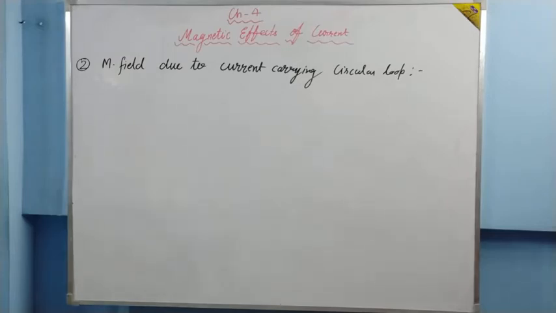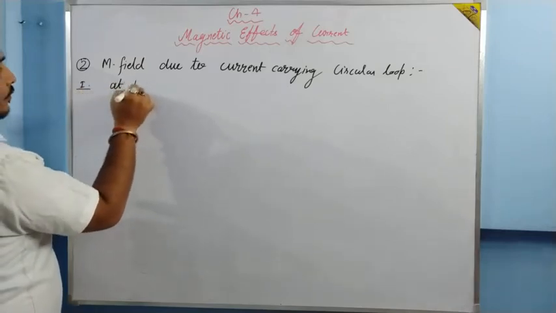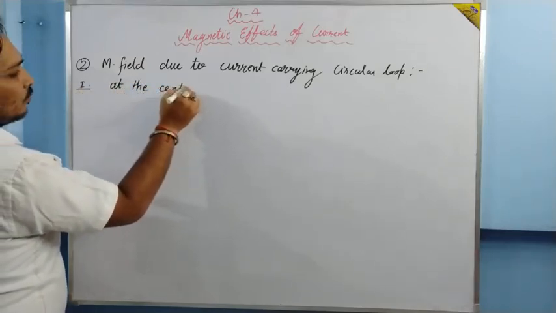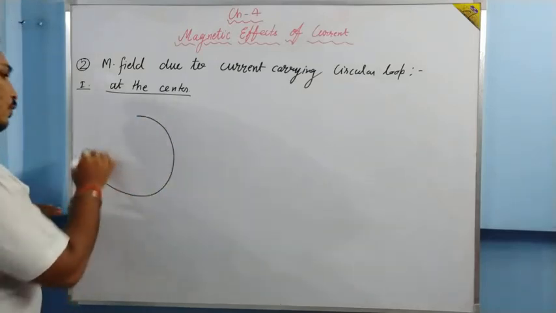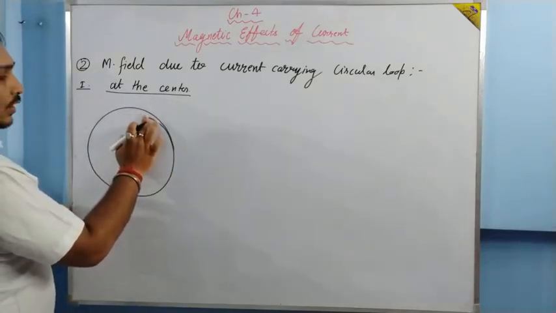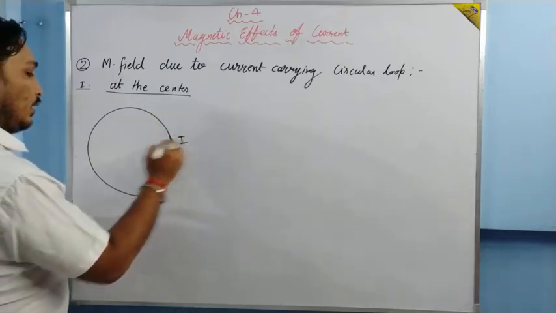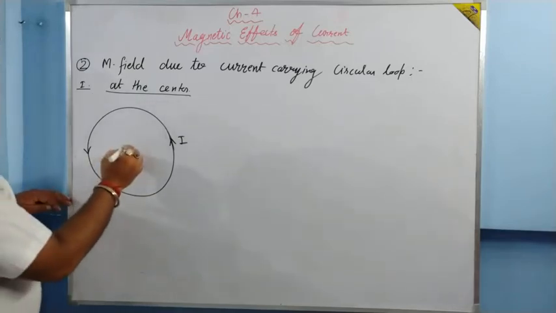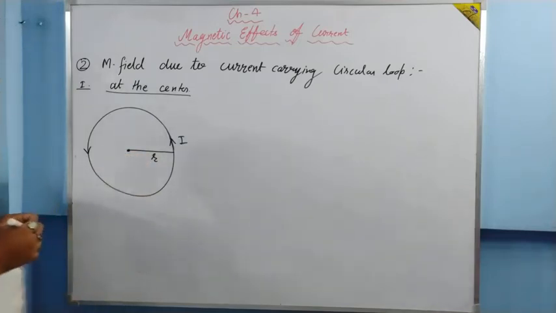There are two sub cases. First case is at the center. Suppose one current carrying loop is like this, and it carries a current I in this way. Its radius is say smaller, and at the center of it we want to know what the magnetic field is. How will we apply Biot-Savart law for this?